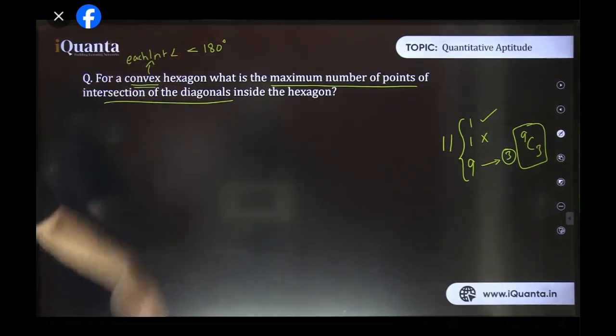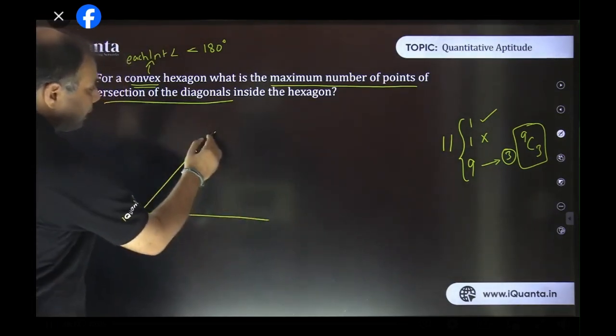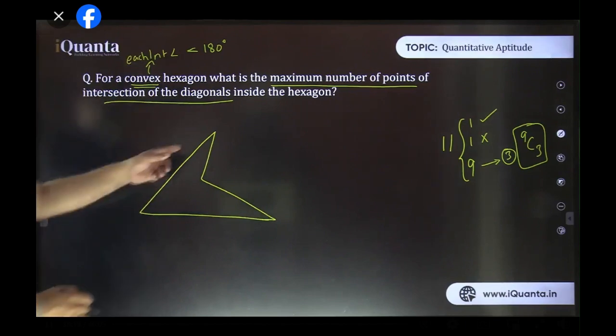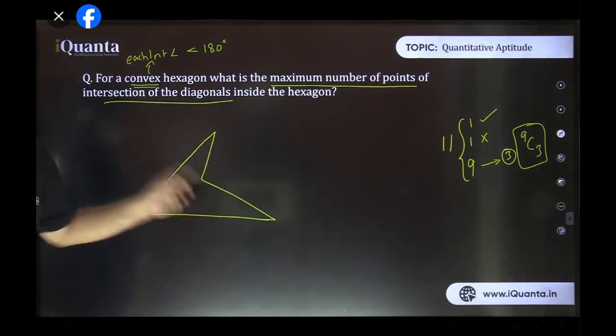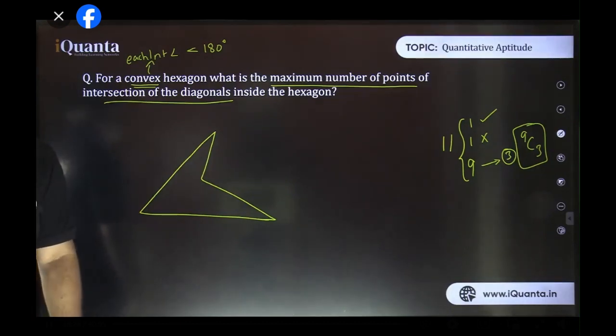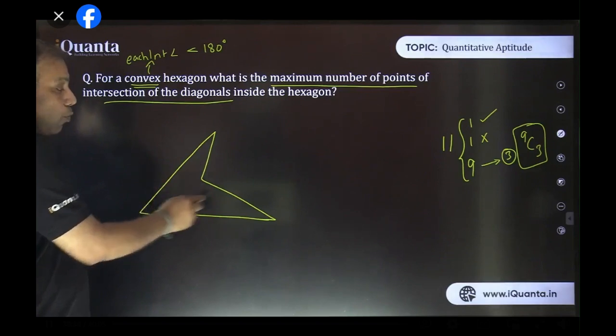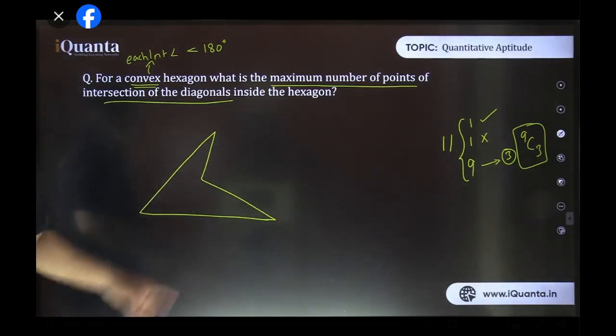Concave means angle will become more than 180 degree. Let me give an example. Let's talk of quadrilateral only. Is this shape a quadrilateral? There are 4 sides. It's a quadrilateral, right? Tell me, is it concave or convex? It's concave. Because this interior angle is more than 180 degree, right? This is called concave.